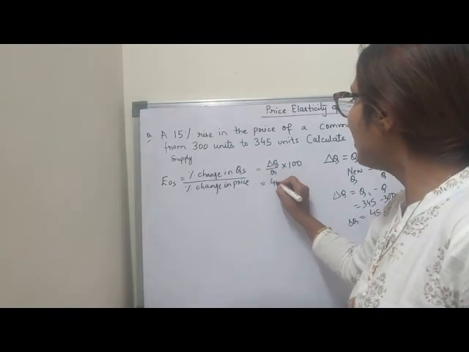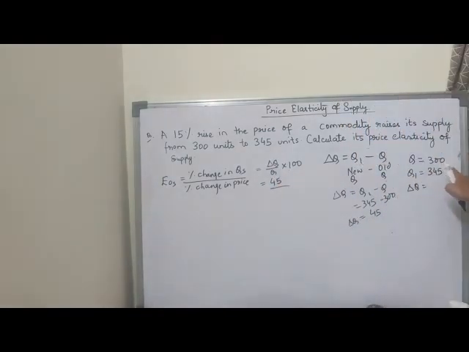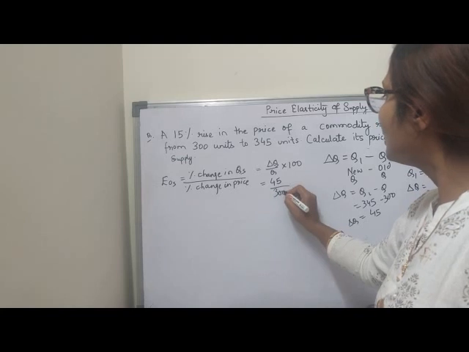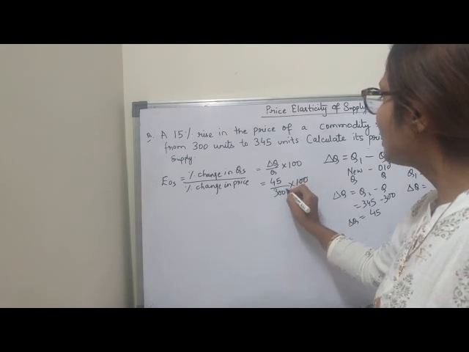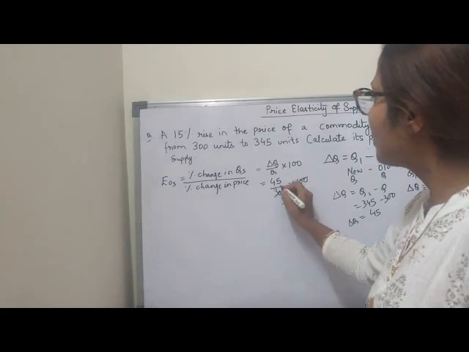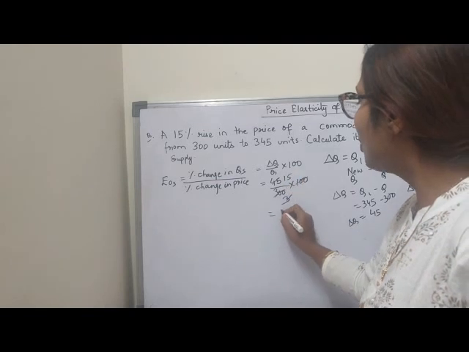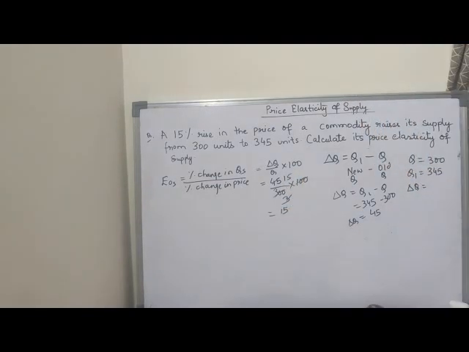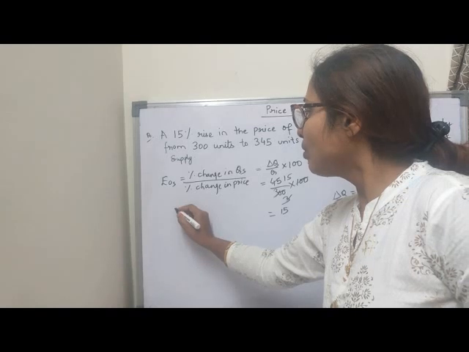Now put it here. Change in Q is 45. Q is here 300 into 100. Clear? Now 100 3s are 300, 3 15s are 45. So the percentage change in Q is 15. Is it not? Now I can put it in the formula.